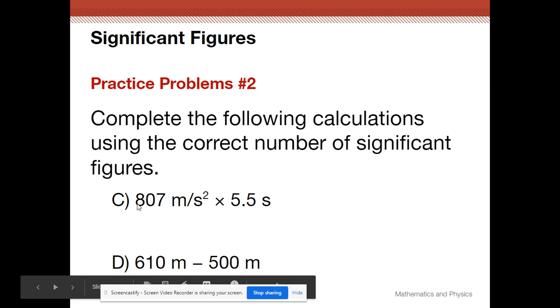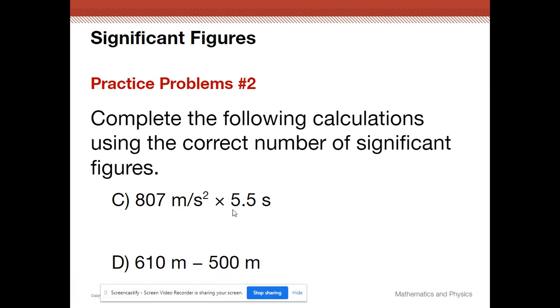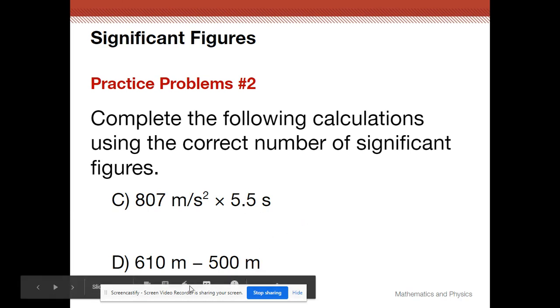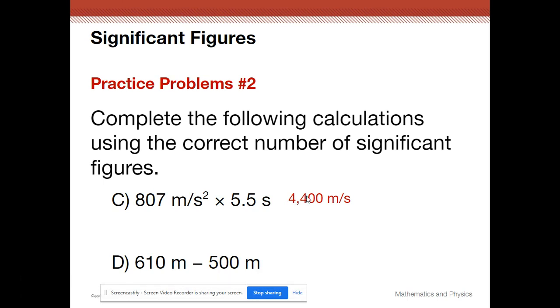Another couple of examples here. We have multiplying these two numbers together. There's 3 sig figs here. There's 2. So my final answer can only have 2. And you can see that the 4 and the 4 are both significant. Those zeros are not.